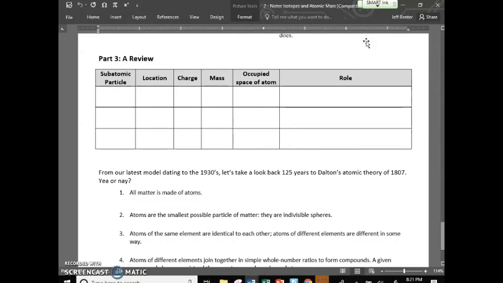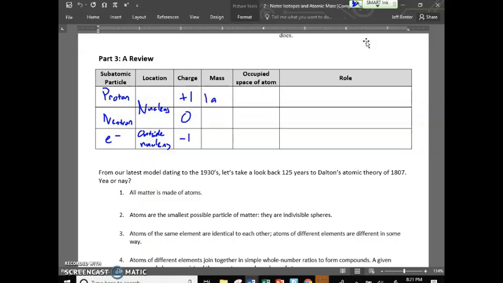Again, three types of subatomic particles. You have the proton, neutron, and the electron. Location: the proton and the neutron are both in the nucleus. The electron is outside the nucleus, orbiting around doing its thing. We'll talk more about that when we get to quantum mechanics. Charges: protons +1, neutrons neutral, and then the electron is -1.